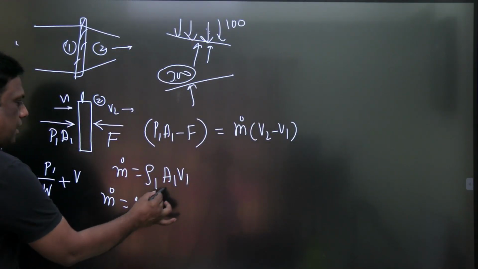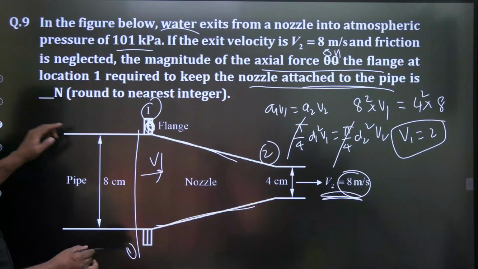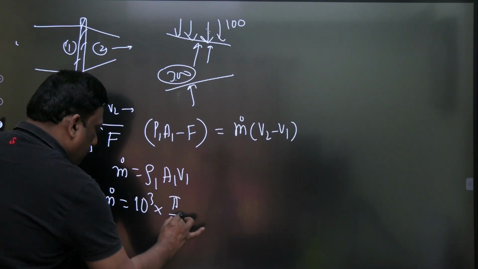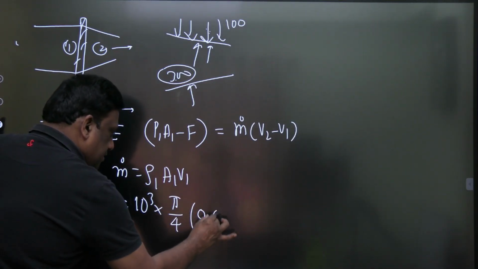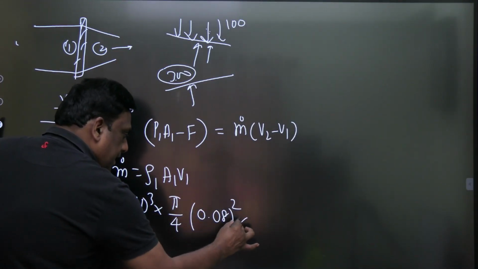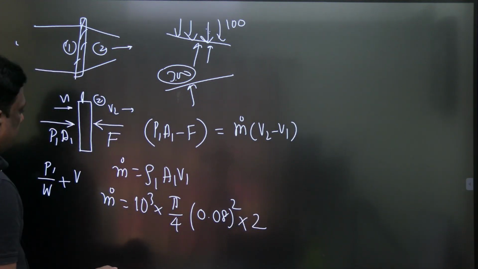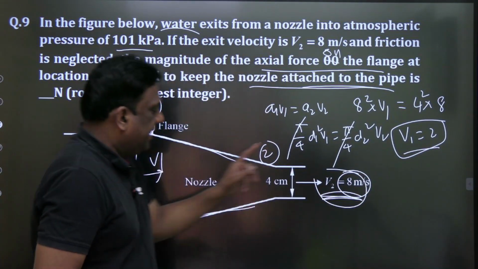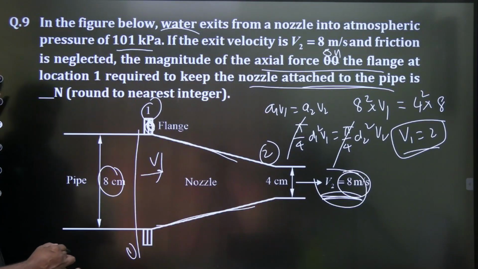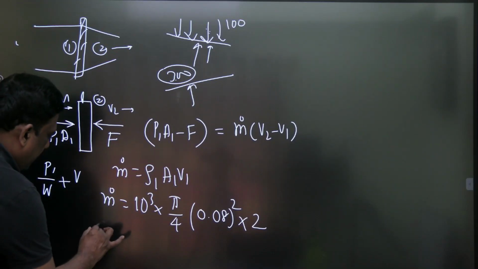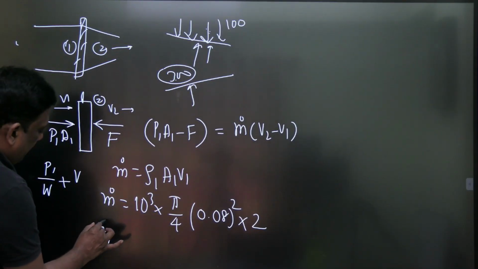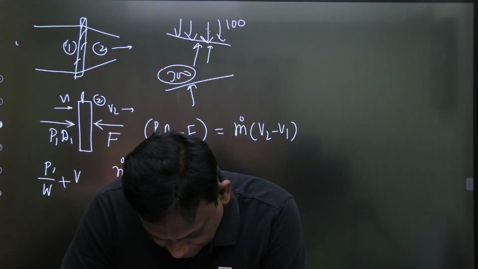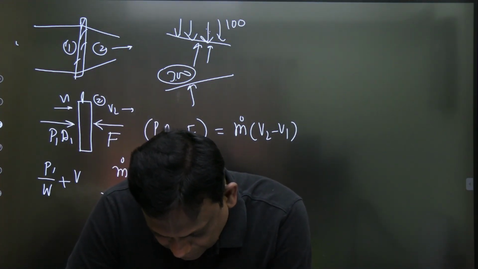Area, which area? You are taking A1 V1. So what is A1? A1 diameter is 8 at 1. So therefore pi by 4 d1 square, 0.08, 8 centimeter is 0.08, into V1 is 2 meter per second. देखो एक बार. Look here, V1 we have calculated as 2. Already V2 is given as 8. So no problem at all. Either I can write rho 1 A1 V1 or rho 2 A2 V2. If I calculate this M dot, let me check what is the value of M dot.